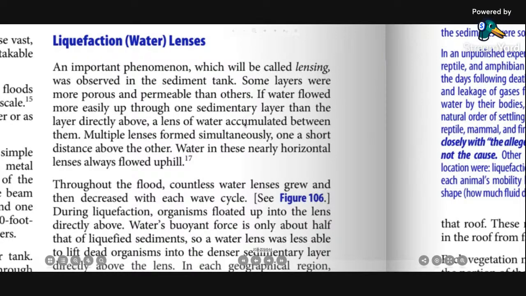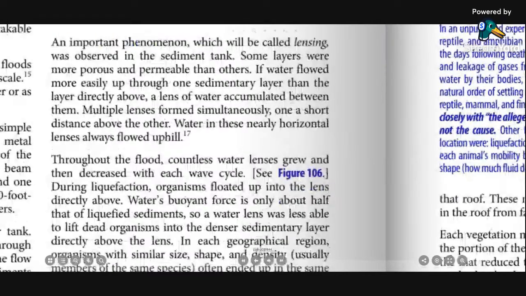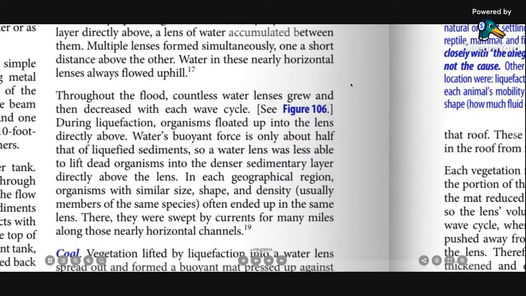Water in these nearly horizontal lenses always flowed uphill. Throughout the flood, countless water lenses grew and then decreased with each wave cycle. During liquefaction, organisms floated up into the lens directly above. Water's buoyant force is only about half that of liquefied sediment, so a water lens was less able to lift dead organisms into the denser sedimentary layer directly above the lenses.